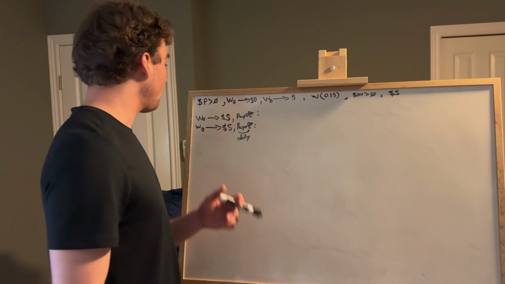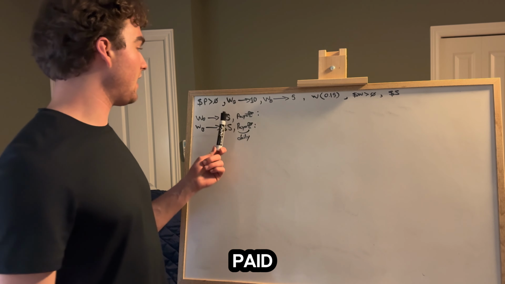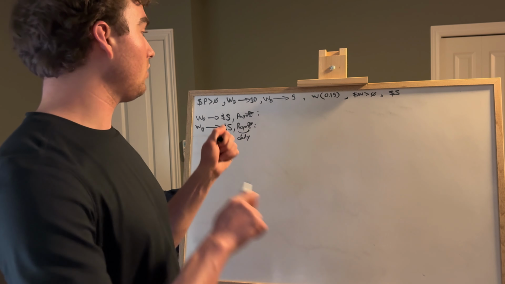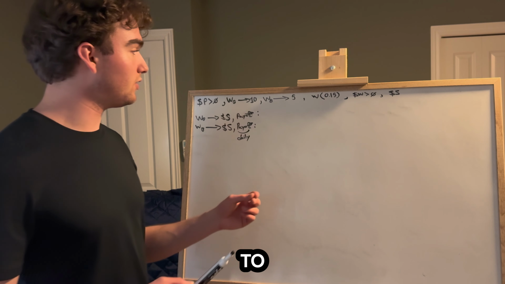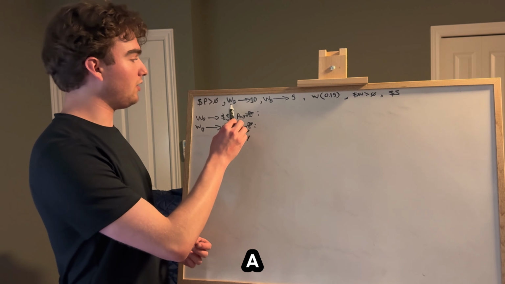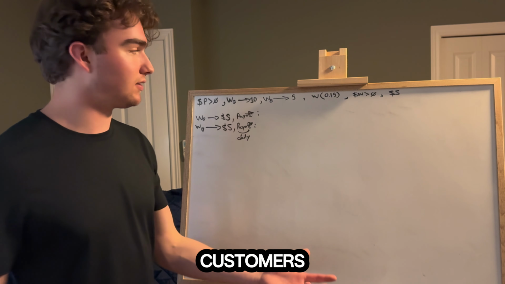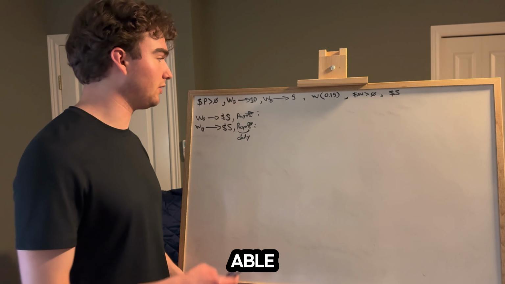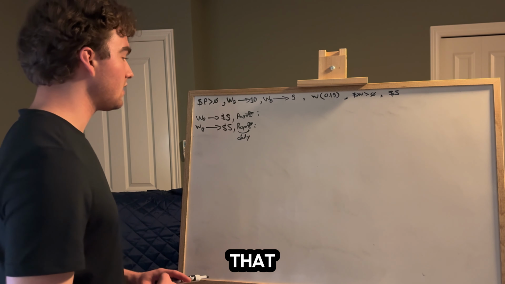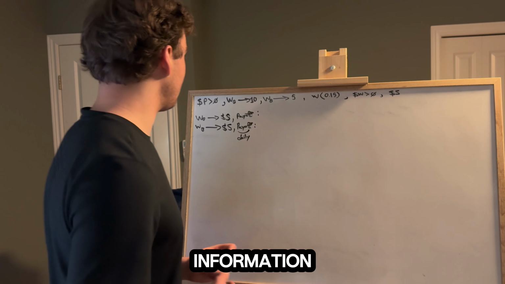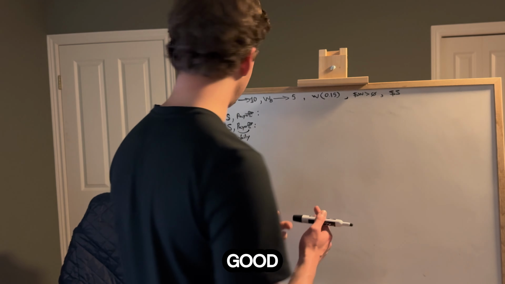Okay. When a good server is paid S dollars, what is their payoff? Also, just to make this clear now, a good server getting 10 would be 10 customers. So it's the amount of customers they're able to serve. And a bad server gets 5, so about half of that. So using the information here, we're able to construct a payoff function for good servers and bad servers.